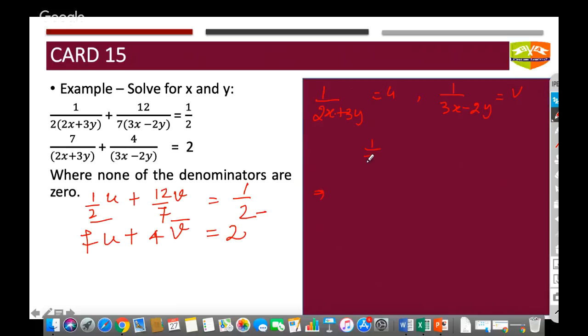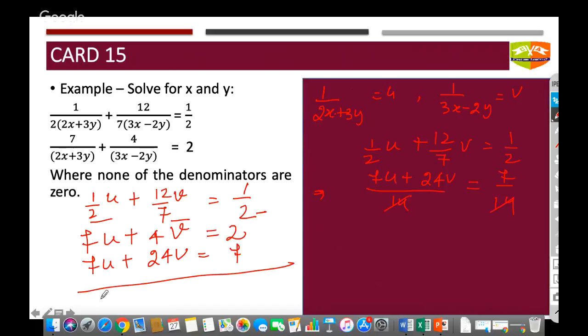So what I'll do is I'm writing this equation 1 by 2u plus 12 by 7v is equal to 1 by 2. And as the LCM is 14, so I'm writing 14 everywhere. And this comes out to be 7u plus 24v is equal to 7. So this 14 gets cancelled out. My second equation comes out to be 7u plus 4v is equal to 2. So what I get over here is this negative, this negative, this negative, minus 20v is equal to minus 5, and v comes out to be 1 by 4.